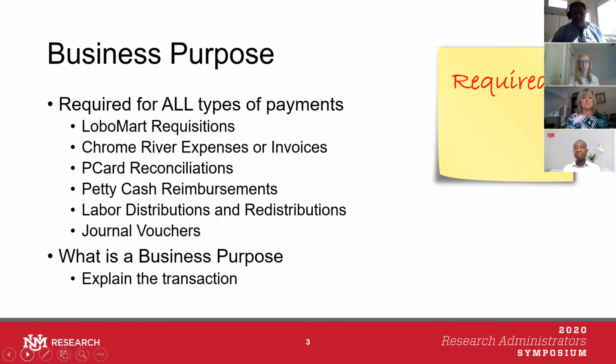Okay, the business purpose is required for all types of payments: Lobomart requisitions, Chrome River expenses, P-card reconciliations, petty cash reimbursements, and labor distributions. It is also required for business transfers, cost transfers, labor redistributions, and journal vouchers. Basically, a business purpose is an explanation of what's being purchased and how it's going to benefit the university and specifically the project.